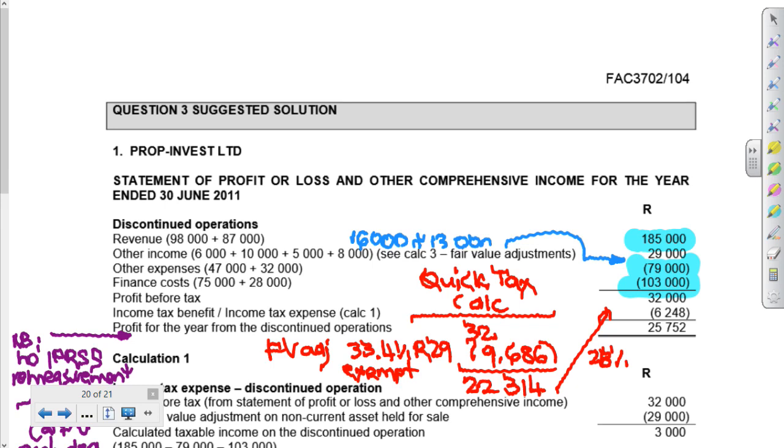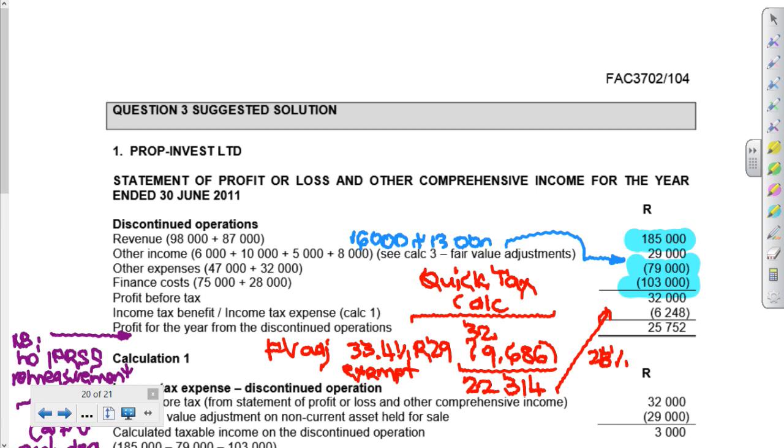So I remove the exempt piece. So I do a quick tax calc. I start with 32. I put in the exempt items, which is the capital gain exemption on the 29, which is 9,686. I land on 22,314, and at 28%, I get 62,48.